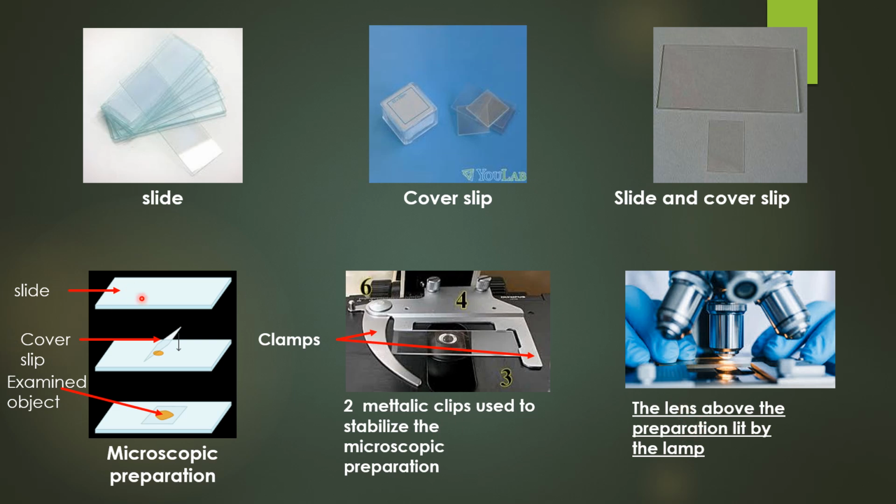So I will repeat. First of all, we bring the slide, we put the examined object on the slide, and we cover the examined object with a cover slip. Then we hold the slide on the microscope using the clamps. The clamps are two metallic clips used to stabilize the microscopic preparation. Then we put the slide under the lens, and this preparation is lit by the lamp.